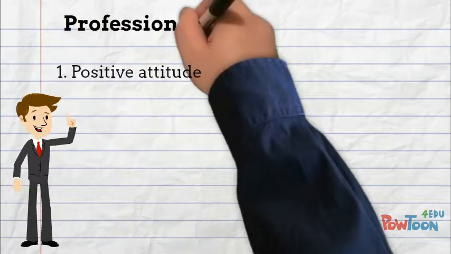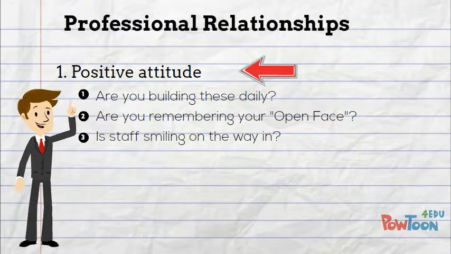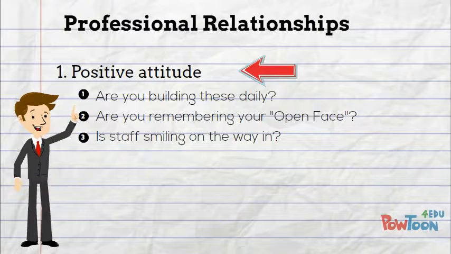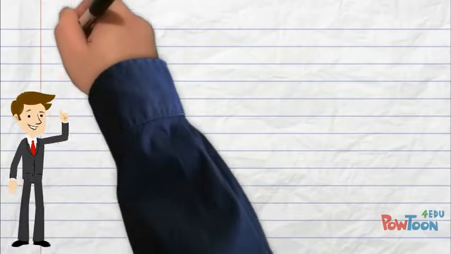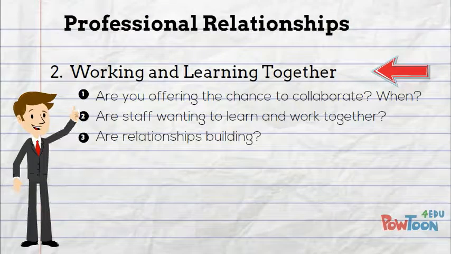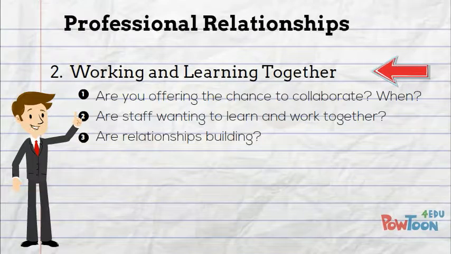As part of the second dimension of professional relationships, are you remembering to be positive while you're in your building? Do you remember your open face? And is staff smiling on the way in? The second part of professional relationships is working and learning together. Are you giving the staff the opportunity to collaborate? When? Are they wanting to work and learn together? And are they building relationships while they do this?